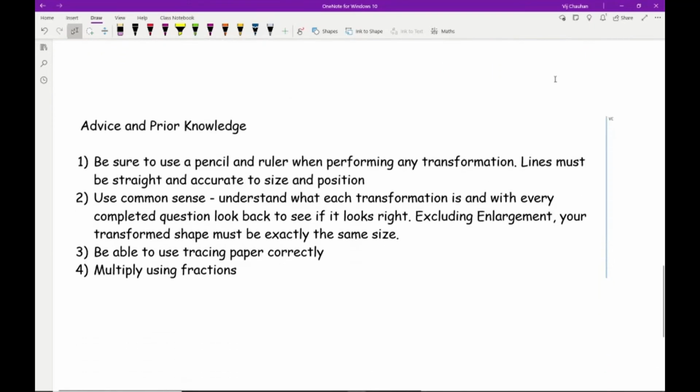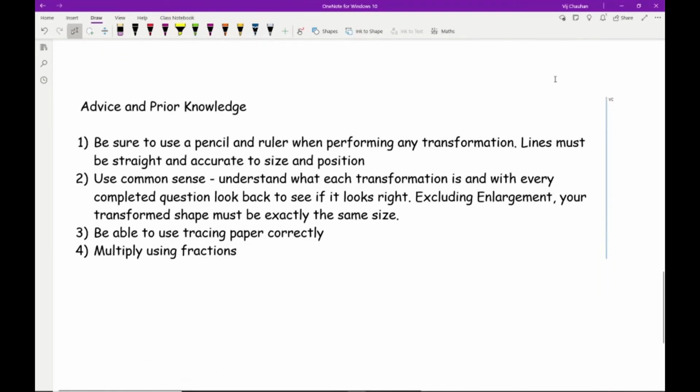Now in terms of advice and prior knowledge going into the four transformations, as I said, I will do a separate video on each of those. Be sure to use a pencil and a ruler when performing any transformation. Lines must be straight and accurate to size and position. What that basically means is make sure you're taking a bit of pride in your presentation of your answers. Don't think that the examiner or your teacher is not going to mind if you're, let's say, a millimetre out, or your line doesn't quite go over the box.